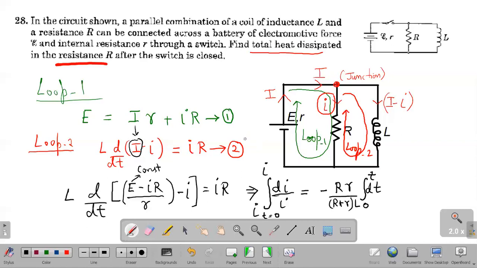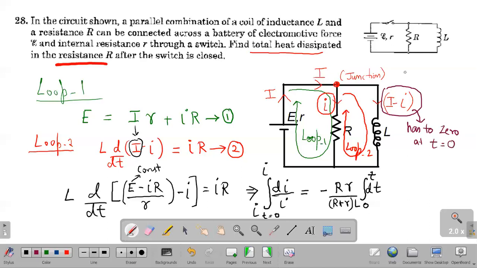Now we all know that an inductor has a property to oppose change of magnetic flux through it, or you can say that there cannot be a sudden change of current through the inductor. So this current, which is capital I minus small i, will be delayed by the fundamental properties of the inductor, and that means capital I minus small i has to be 0 at time t equal to 0.